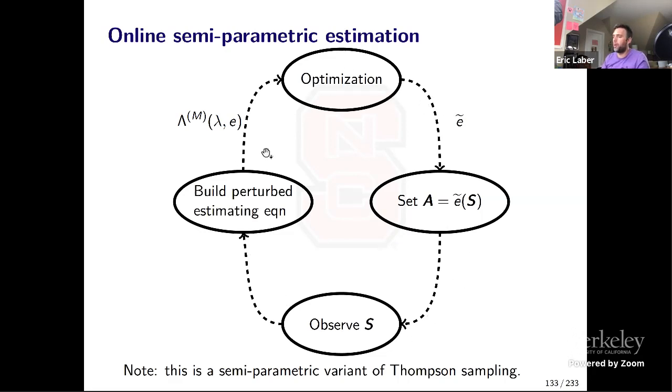So this is a semi-parametric variant of Thompson sampling, where again we've used a sampling distribution of the parameters indexing the Q function as a surrogate for a posterior, because this is trying to avoid modeling system dynamics. And the reason I wanted to show this is to show that there's also a lot of room for improvement, right?